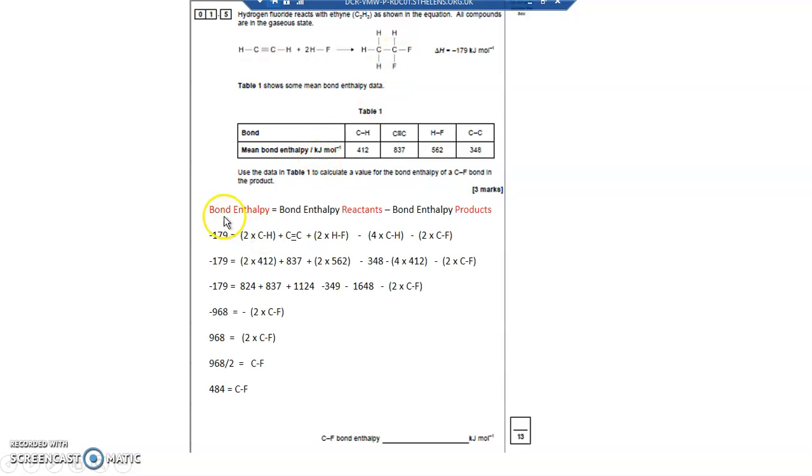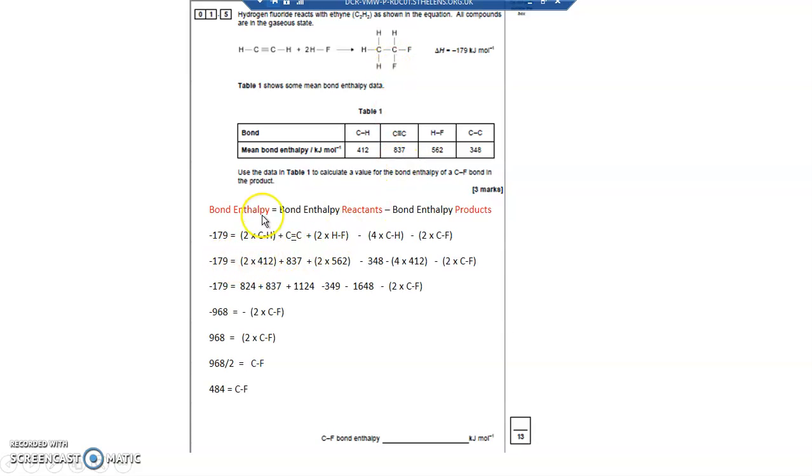So what we do is we do the enthalpy change, which is minus 179, equals the bond enthalpy of the reactants, that's anything on the left, minus the bond enthalpy of the products, anything on the right. So what have I got? I've got 2 C-H bonds on the left in my reactants, 1 C to C, that's a triple bond, plus 2 HFs, take away, so subtract the bond enthalpy of the products, 4 C-H bonds, I've got 4 of those, 1, 2, 3, 4, and take away again, because it's a product, 2 C to F bonds. So let's put the numbers in now.